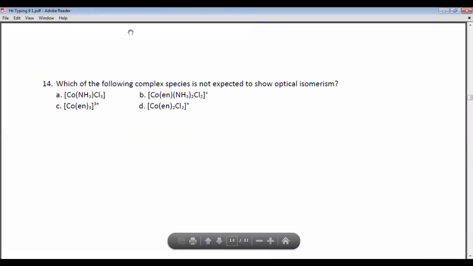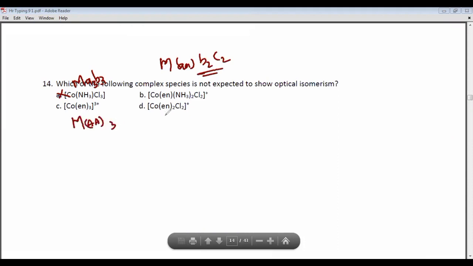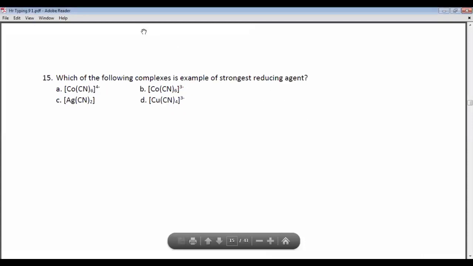Ready? That's a simple question. Which of the following complexes is expected to have optical isomerism? This is MA3B3. This can't show optical isomerism. This is MAAB2C2. This is MAA3. This is MAA2B2. This can show optical isomerism, this can show optical isomerism, this can show, but this is not able to show. Okay, ready. Here the cis form can show optical isomerism, right? Yes. The choice is 1A.